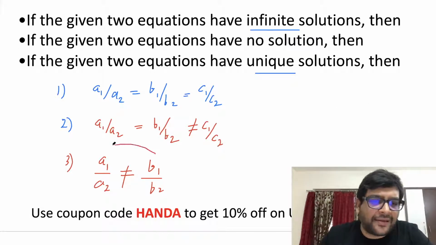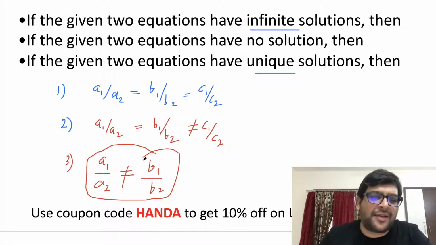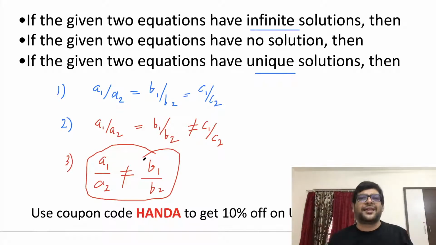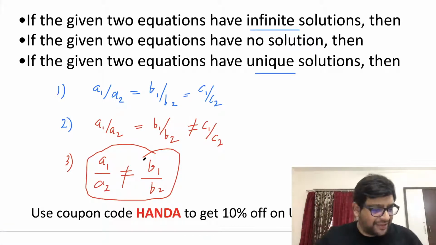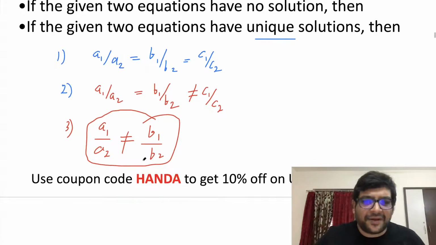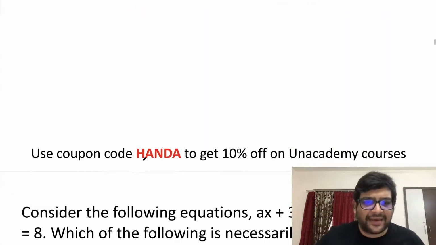As soon as you have different slopes, whatever the ratio of C1 by C2 is doesn't really matter. I'll get some value or the other. So Ramakrishnan, the C1 by C2 part is not required here.